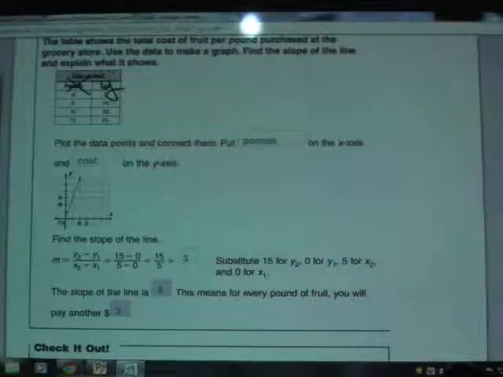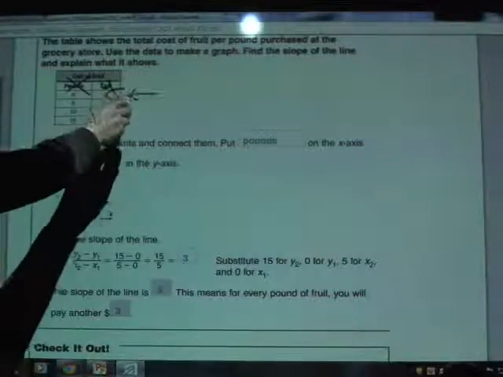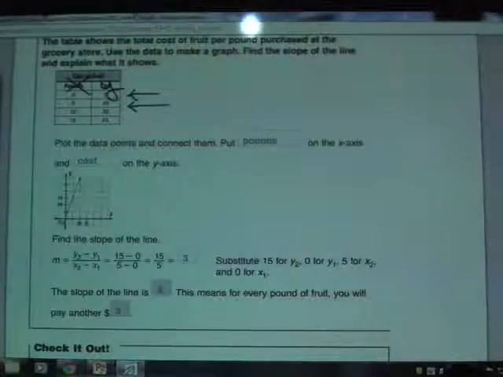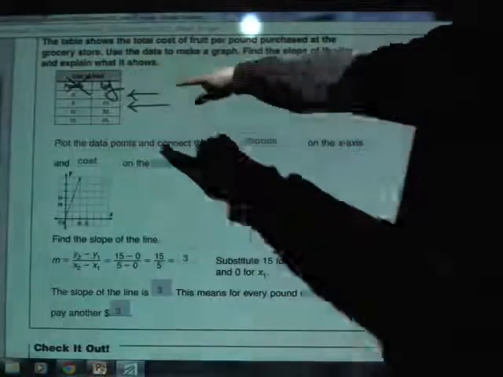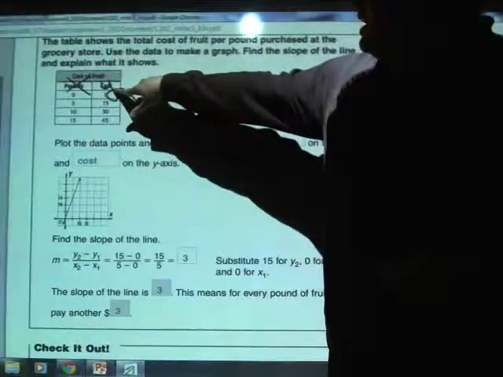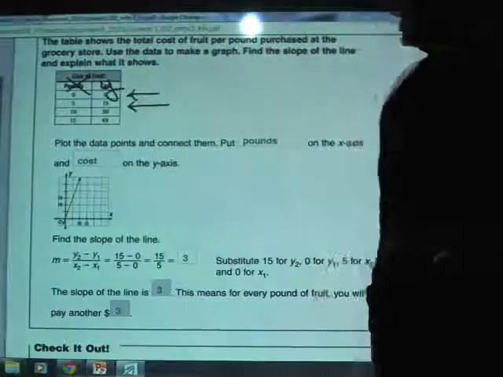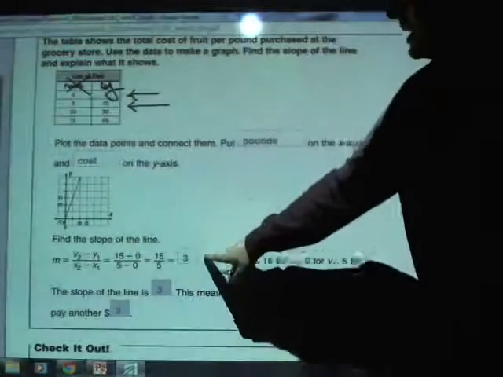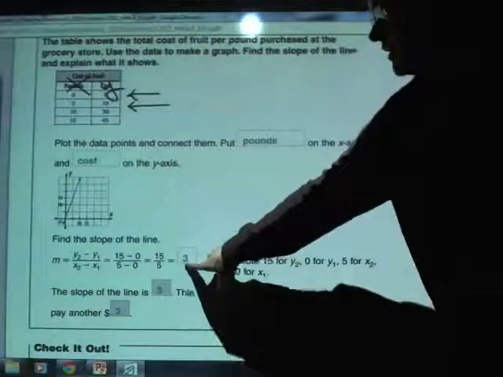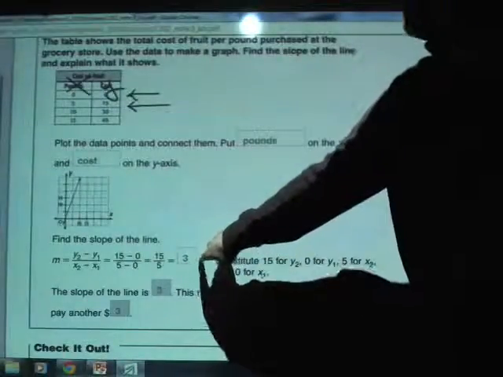Let's go ahead and use the (0, 0) and the (5, 15) from the chart to help us figure out the slope. The slope formula, again, says take the difference in the y values. Well, my y values here are 15 and 0. And take the difference in the x values, 5 and 0, and subtract them and divide. And as you can see, then they did that. 15 divided by 5 changes into 3. So the slope here is 3.